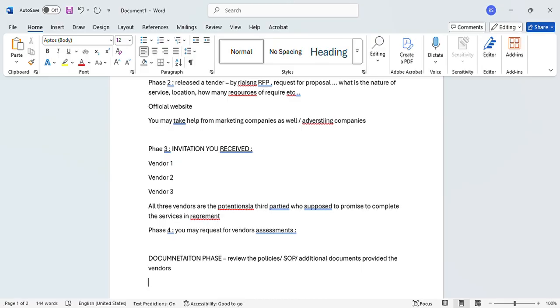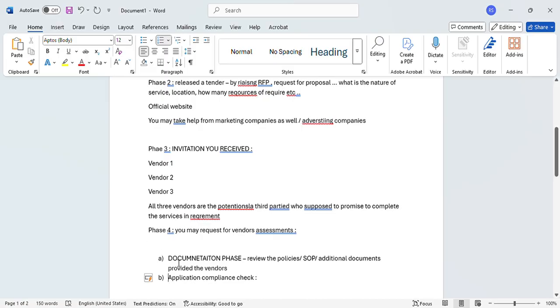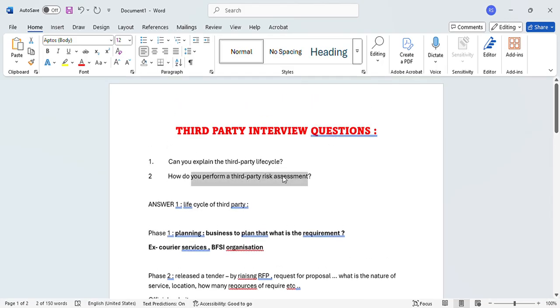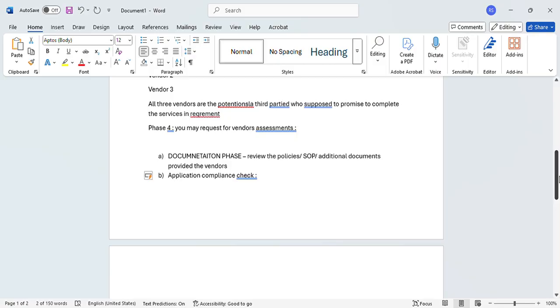Stage number two would be application compliance check. Stage one I'm mentioning as A, and application check as B. Under the documentation phase you need to review the policies. What policies you need to review, we will discuss in question number 2. That's why I added both questions. You also need to review the SOPs and additional documents provided by the vendors.